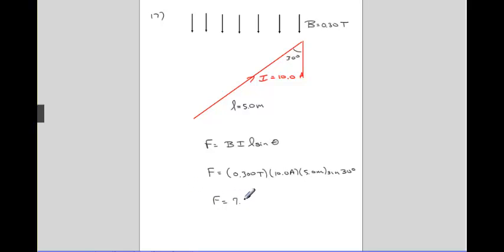Because it's force, 7.5, and I put a 0 because I have 3 significant figures. This would be 5.00 meters, I think. When you multiply things together, the element with the least number of significant figures drives the significant figures of the answer. So we get 7.5 newtons.